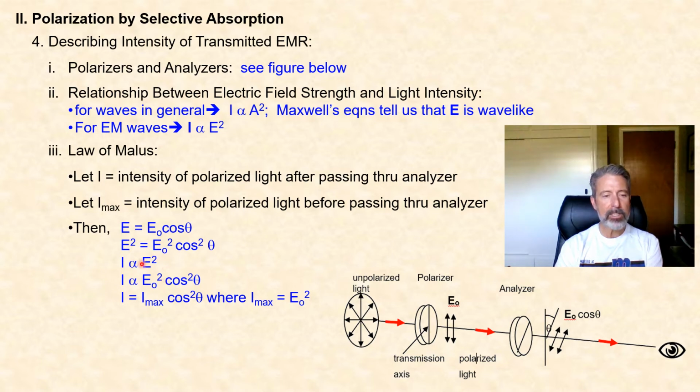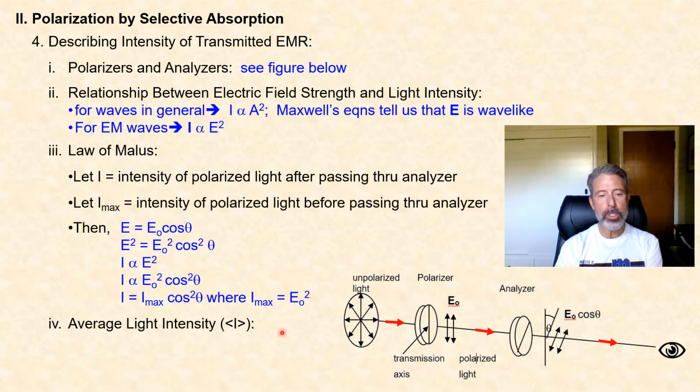I max is simply what we call E naught squared. That's the maximum intensity of our polarized light before passing through the analyzer. And we're multiplying it by the cosine squared theta factor, which may reduce the intensity of that light that passes through the analyzer.